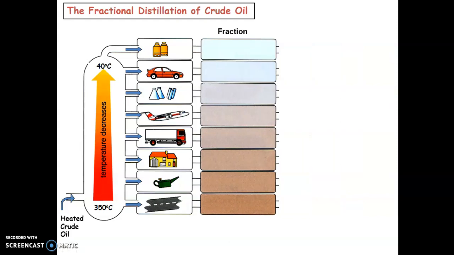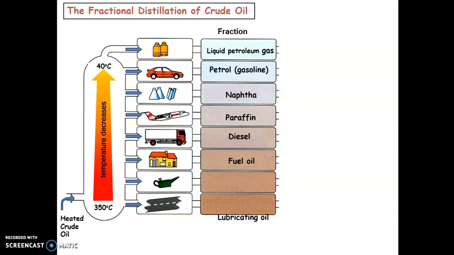So the fractions you would collect near the top would be liquid petroleum gas, then petrol, some of these you'll have heard of, then naphtha, paraffin, diesel moving down the column, fuel oil that we might use in houses, lubricating oil that people use in engines and things like that, and then down near the bottom, really thick, high boiling point fractions like bitumen, which we can use to make roads.